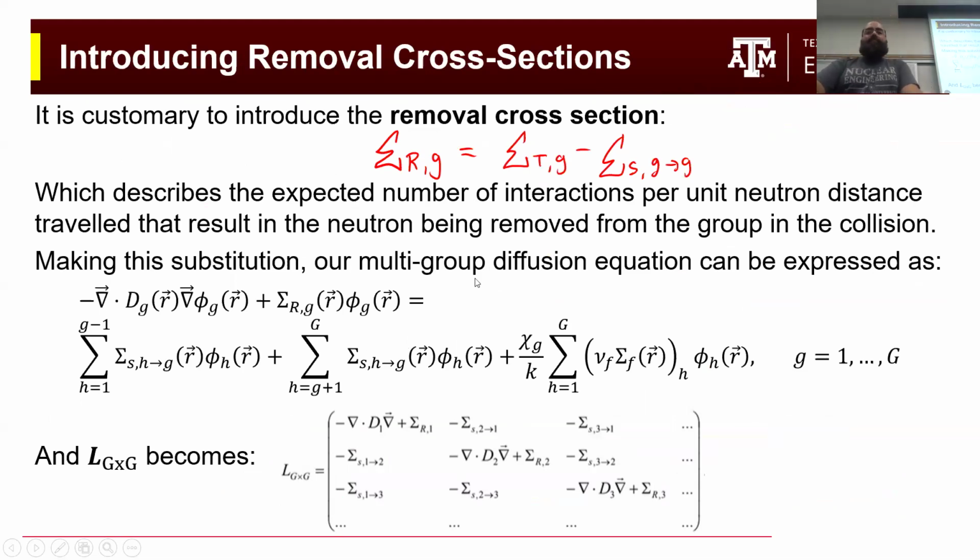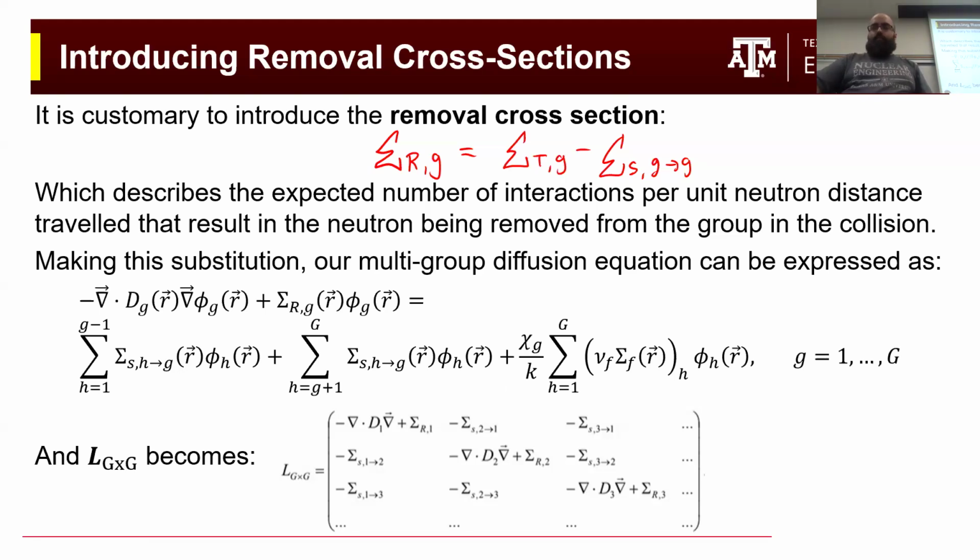So that's what I've done to get to this equation right here. I rewrote that big scattering term into the three types of scattering. I moved the within group scattering to the left side, and then I grouped the total minus the within group scattering together and called that the removal cross section. So now along the main diagonal, I end up with that removal cross section instead of the total minus the within group scattering cross section. So that is now what that G by L matrix would look like.